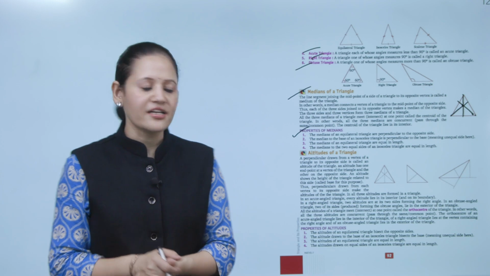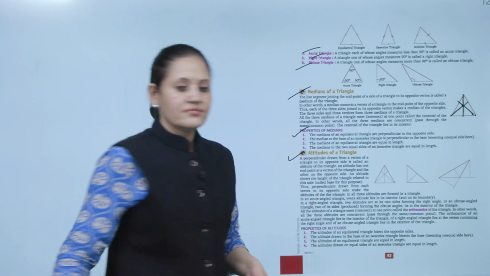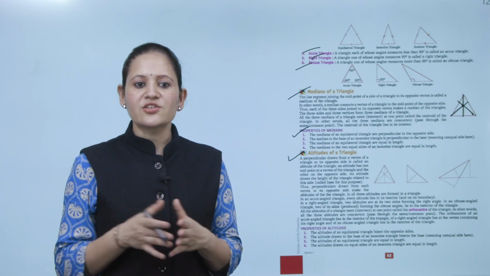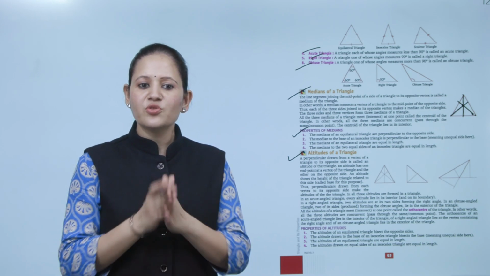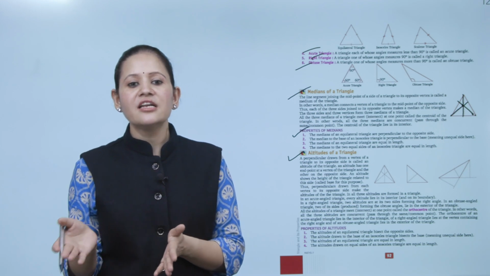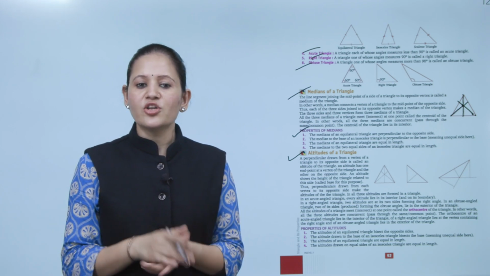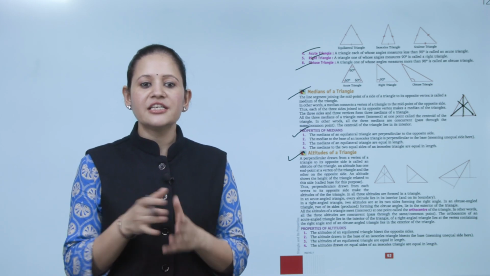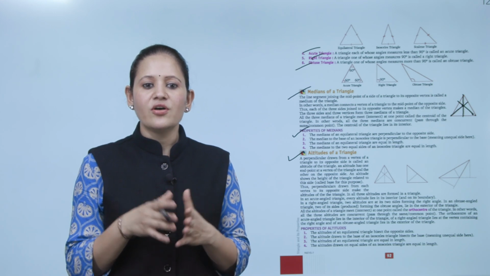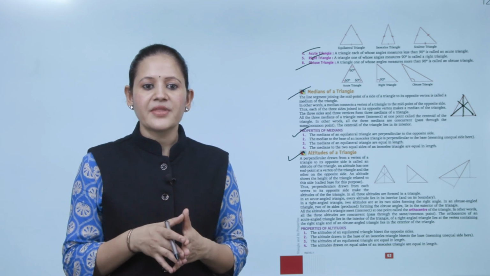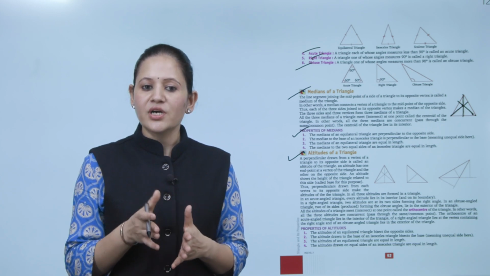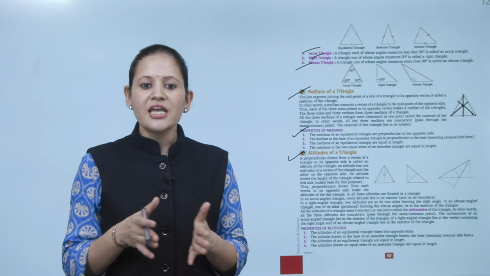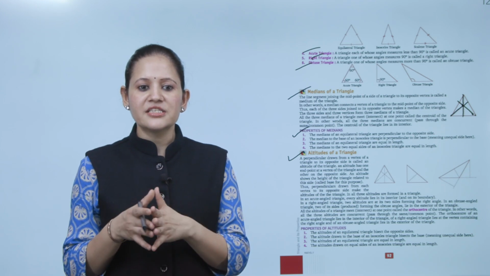Next is altitude of a triangle. A perpendicular drawn from the vertex of a triangle to the opposite side is called an altitude of the triangle. The altitude has one endpoint at the vertex of the triangle and the other on the opposite side. An altitude shows the height of the triangle related to the side, called the base for this purpose. Thus, the perpendicular drawn from each vertex to the opposite side makes the altitude of the triangle. In all, three altitudes are formed in the triangle.